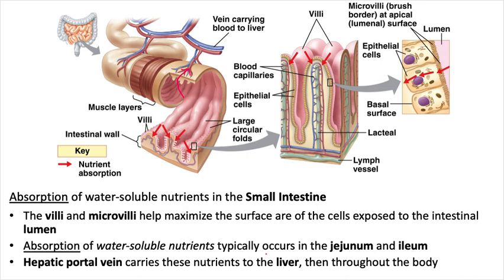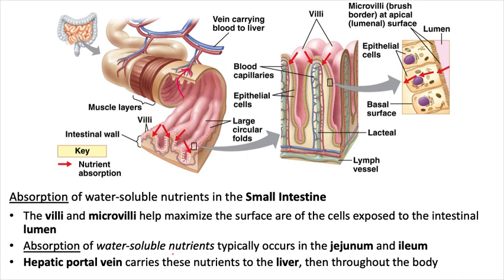Some metabolism will occur in the liver. For example, fructose might get converted to glucose, and then those nutrients will continue moving throughout the body. From the liver, it'll go next to the heart, and from the heart, those nutrients will be pumped throughout the body.